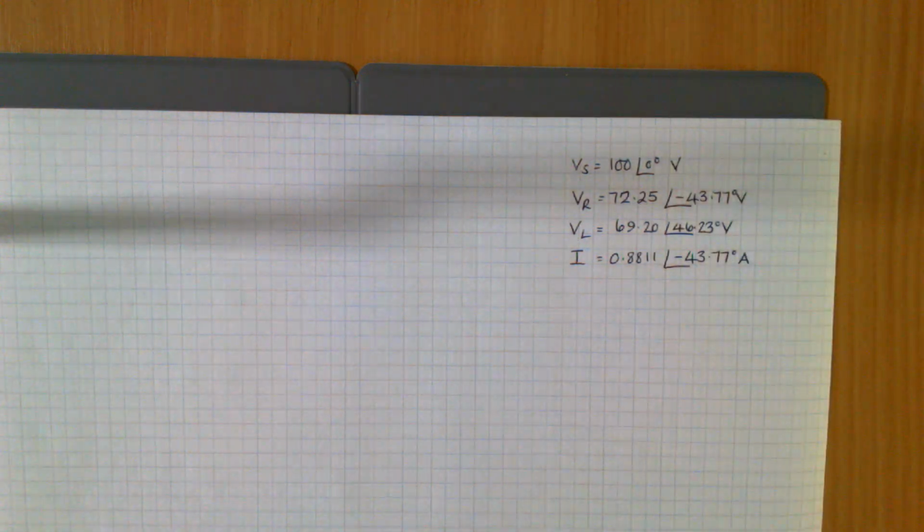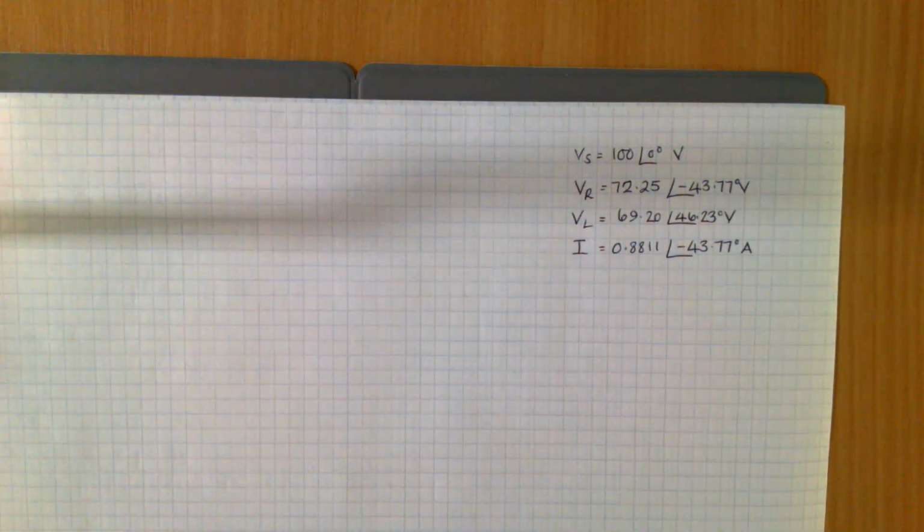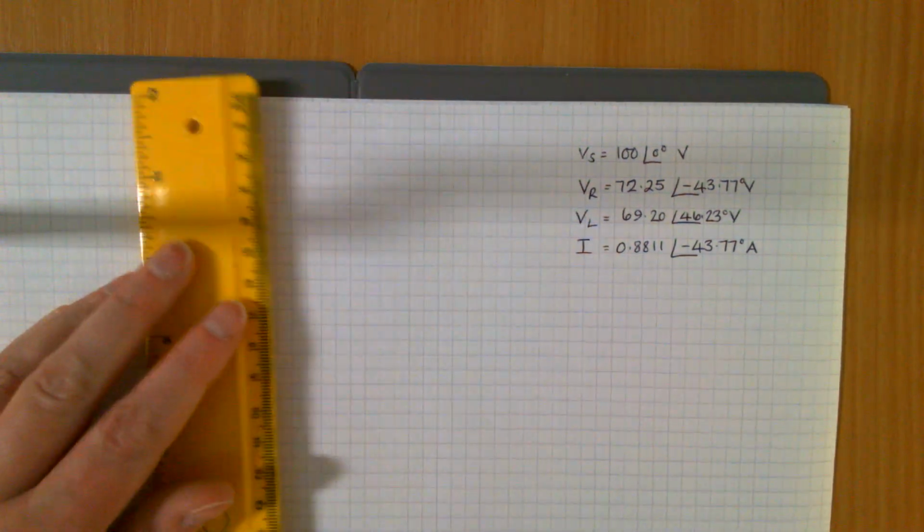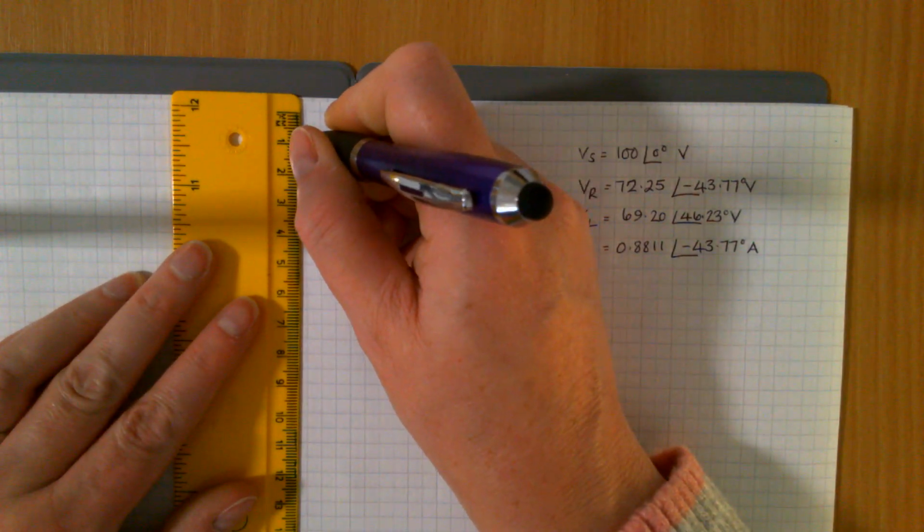Now you have to choose a scale for your voltage and a scale for your current. Obviously they won't be both the same scale because your voltages are usually large and your currents are usually small. So that's something to consider.